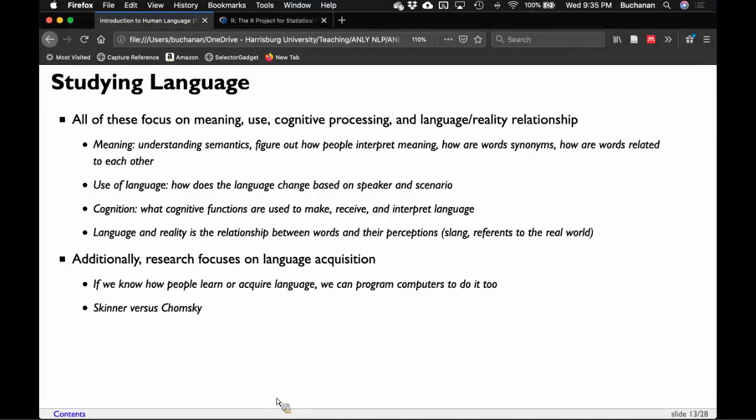This is where the Skinner versus Chomsky debate comes in. The argument is, are we a tabula rasa, which is a famous phrase meaning a blank slate when we're born, where everything is experience, or are we genetically predisposed to things? They're both right. A lot of it's due to experience, a lot of it is genetic because of what we know about biology, but people love to argue about this stuff.